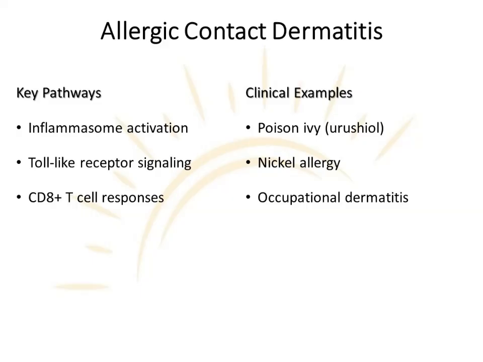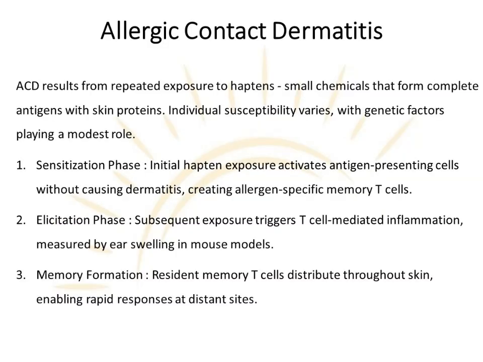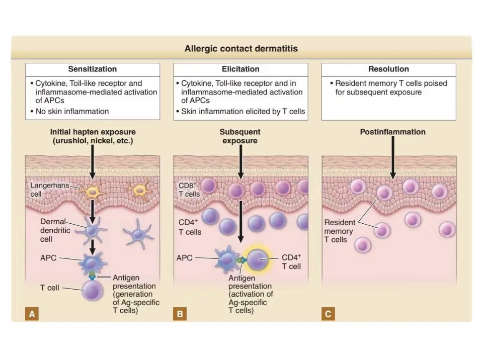This condition develops after repeated exposure to allergens such as chemicals, metals, or plants like poison ivy. These substances, known as haptens, combine with skin proteins to form antigens that trigger an immune response. During the first exposure, immune cells called dendritic cells activate T lymphocytes and create memory T cells. Upon later exposure to the same allergen, these memory T cells rapidly trigger inflammation, causing redness, swelling, itching, and eczema.